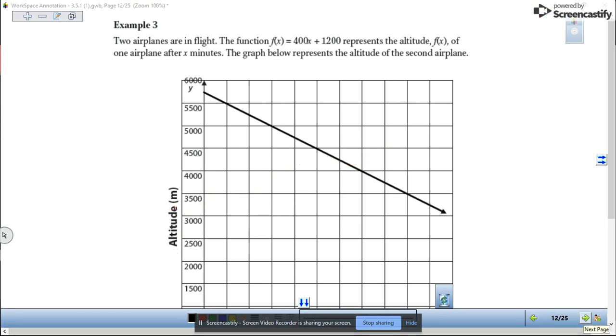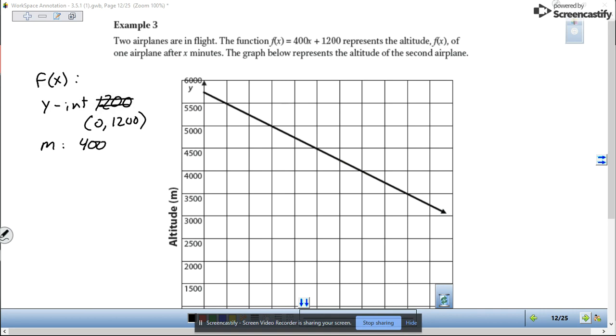All right, so two airplanes are in flight. The function f of x equals 400x plus 1200 represents the altitude. So they gave us the equation here for f of x. So let's go ahead and very quickly pull out those key features. So for f of x, we have a y-intercept of 1200, right? So I should write that as (0, 1200). And our slope is 400.